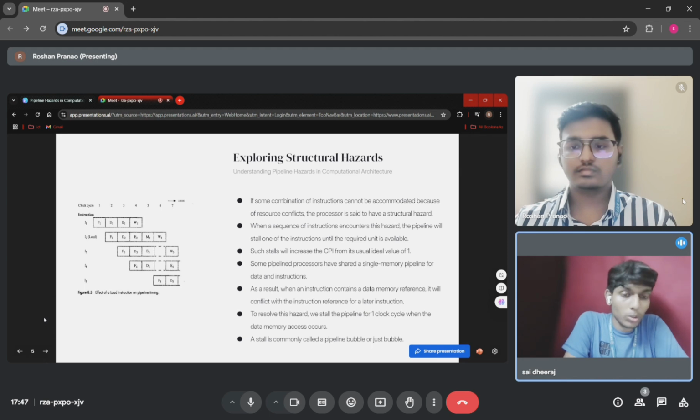So this was all about structural hazards, which we have explored in depth. Now we'll explore data hazards and control hazards in depth. This portion will be taken up by Roshan Pranav. So, thank you.